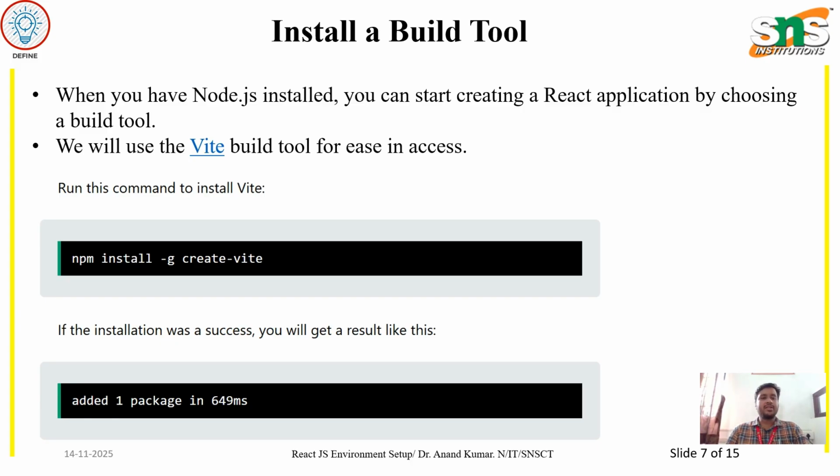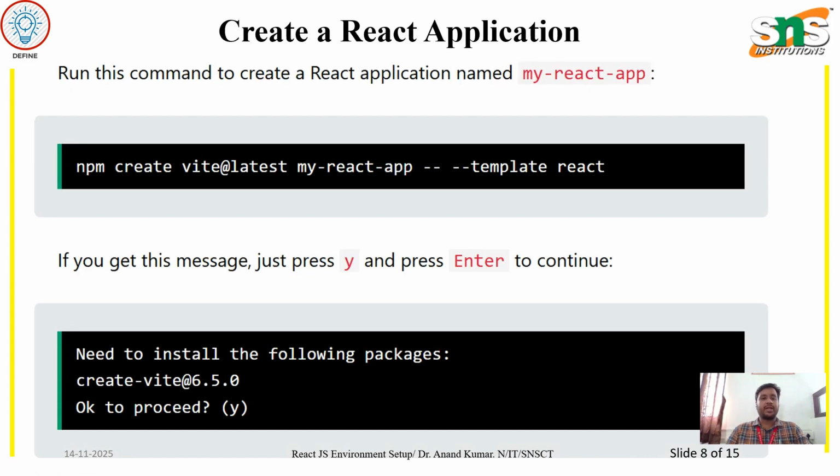So run this command to install Vite. I mean to say npm install -g create-vite. So if the install was successful, we'll be getting a result like this, somewhat like added one package in 64649 milliseconds. So we should be running a command to create a React application named my-react-app. So this is the command we have to use. Guys, for your information, we are going to see it in a blank terminal execution.